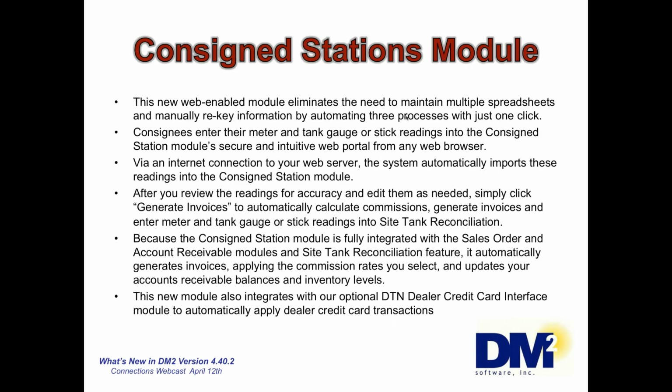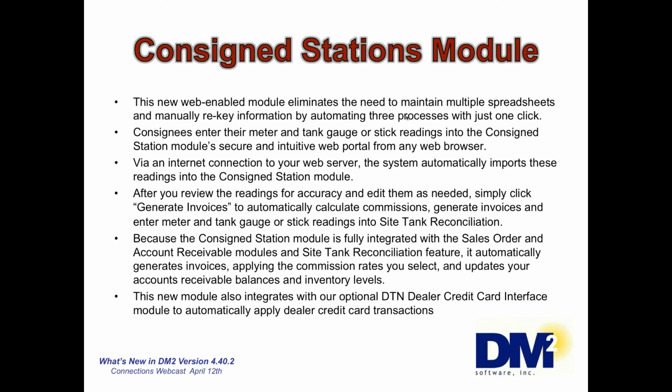This is a new web-enabled module that eliminates the need to maintain multiple spreadsheets and manually rekey information by automating 3 processes. So one, the consignees can enter their, so this is a dealer inventory. This is somebody that you own the inventory at their location, but they're selling it, like their convenience store. So the consignee needs to tell you how much they sold, all those kinds of things.